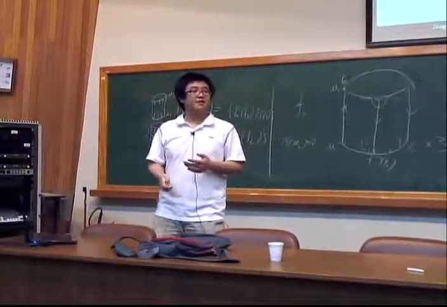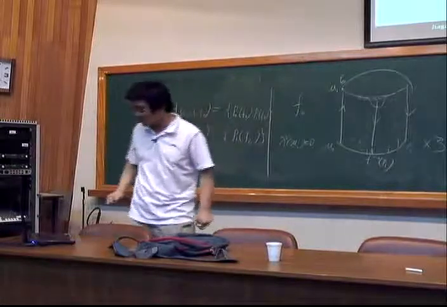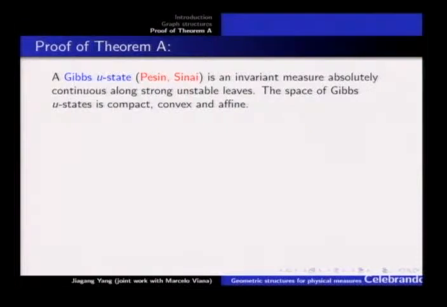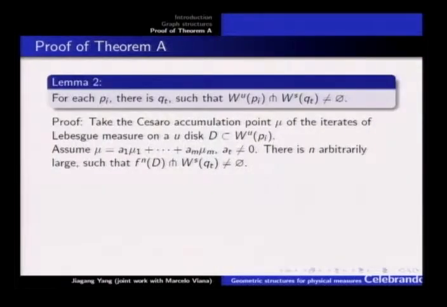How much time do I have? Okay, I will quickly go over the proof. Basically, it is because every physical measure is a Gibbs state, and the Gibbs state has negative center Lyapunov exponent. We take mu_1 and mu_2 to be the SRB measures, and okay, I will draw the picture of the proof like here.